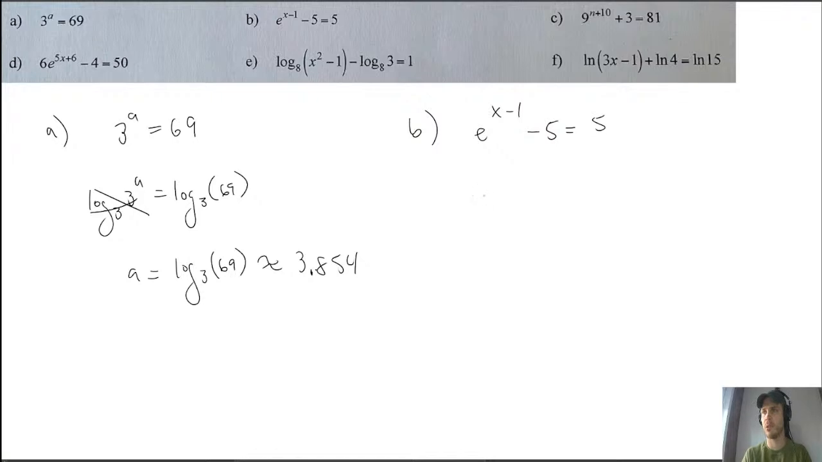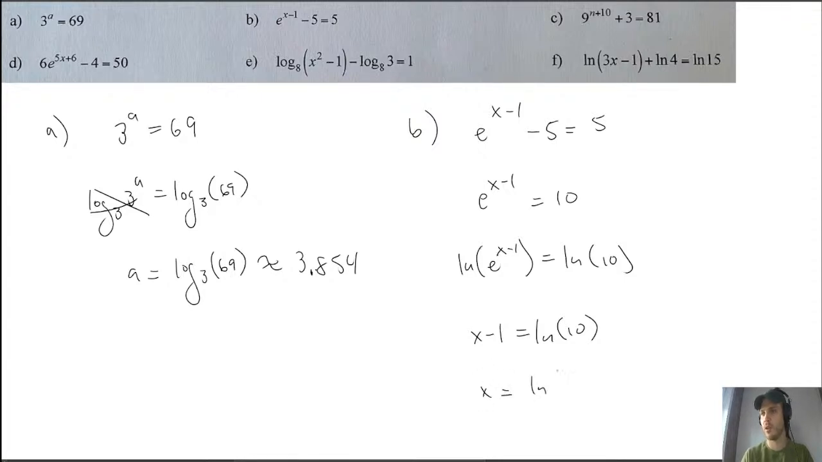So we add 5 to both sides. And then we take the natural log, because the natural log has base e. Take the natural log of both sides. And so we get x minus 1 equals log of 10. And then we add 1 to both sides. And we get natural log of 10 plus 1. And this is a number. We can estimate that as well.